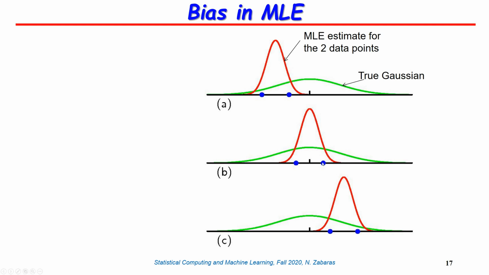So you repeat the experiment for the other 2 points. Again, the variance is underestimated, okay? You repeat it for the other 2 points, the variance underestimated.